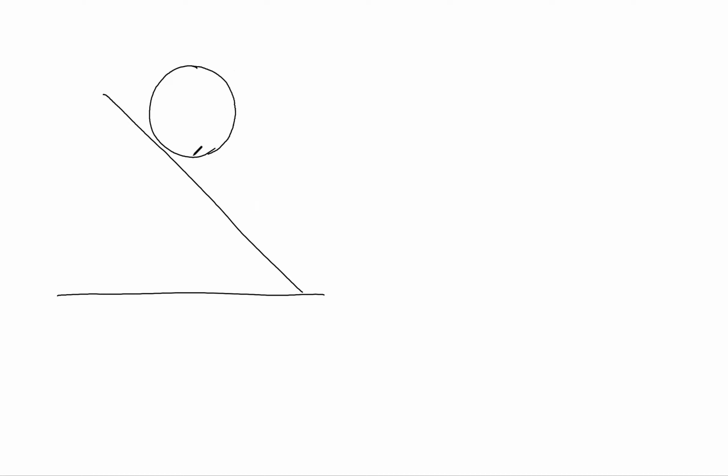Let's take another one. Let us say that there is an object that is rolling down an inclined plane. So this object is coming down an inclined plane. If the acceleration of this object is a, what is its angular acceleration if the radius is r? So let the angular acceleration be equal to alpha.